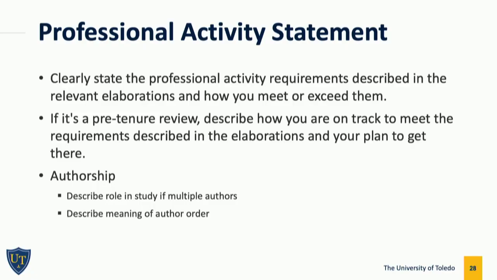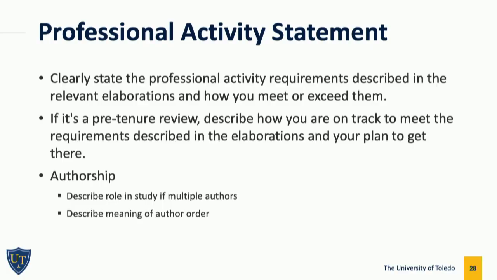Next, clearly state the professional activity requirements described in your elaborations and how you meet or exceed those. And this one, having reviewed a fair number of these, I'm saying help me out here, right? Talk about what the elaborations say that you need to do, and then tell me how you meet or exceed that. And so there's quantitative requirements and there's quality requirements. Be clear with the reader how you've met that.